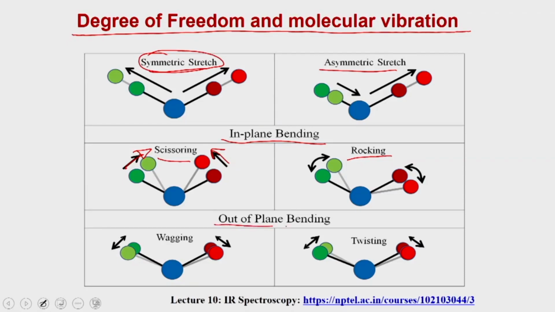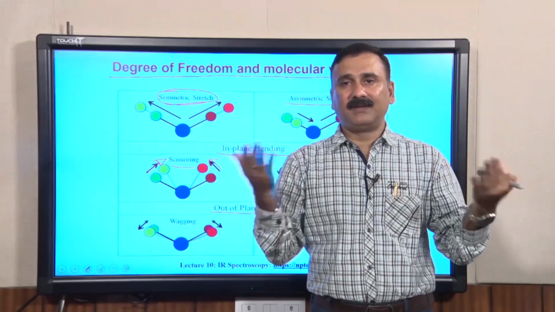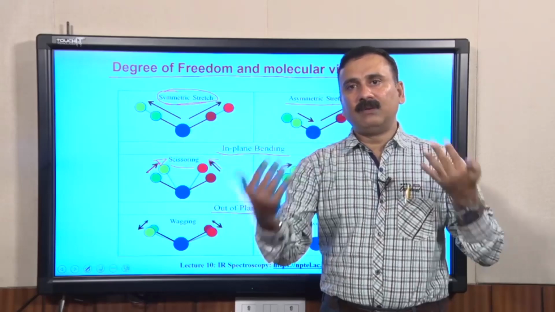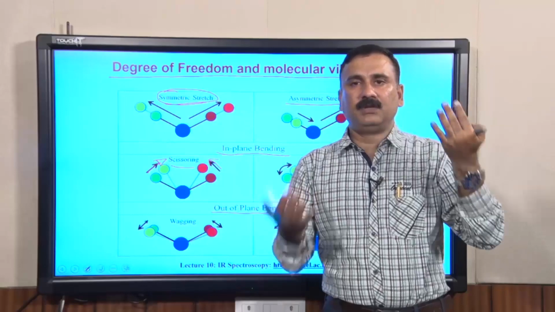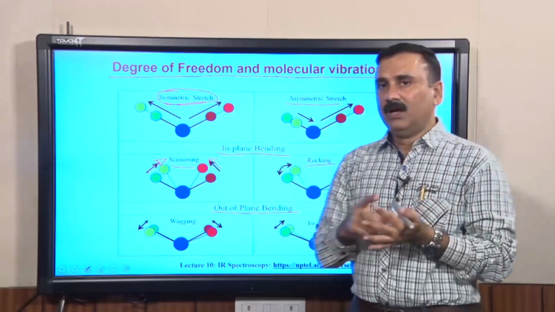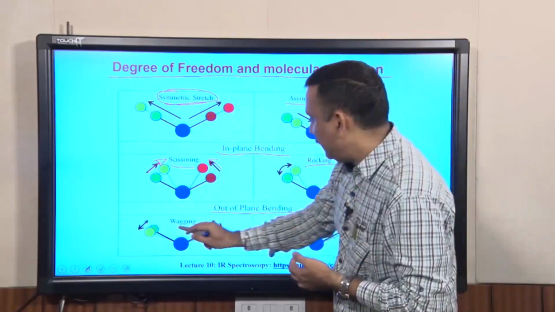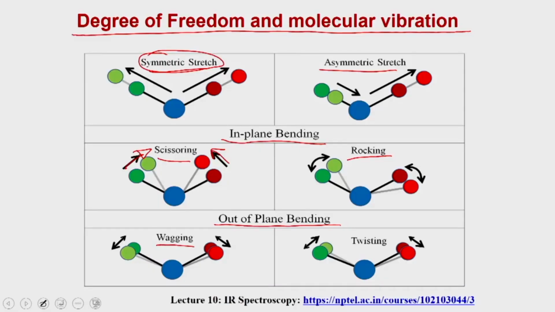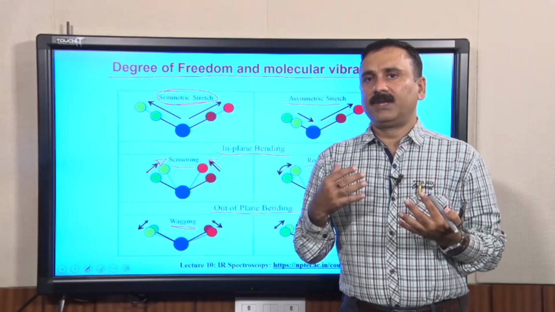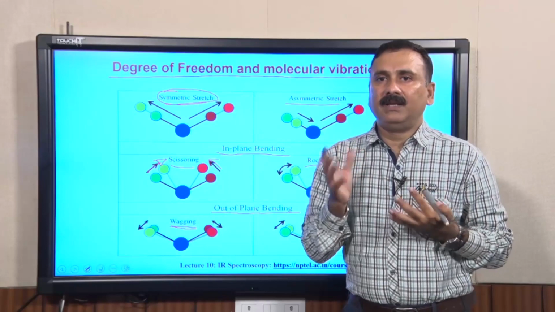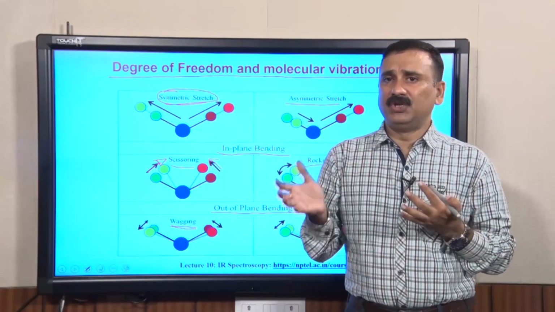And then you can have out-of-plane motion. This is the in-plane motion, which means it is happening in the same plane. You can have out-of-plane motion, which means one is in the upward direction and the other one is in the lower direction. In that you have two different types of motions. One is called wagging and the other one is called twisting. Because of these different types of motions, the molecule also has different types of vibrational energies.